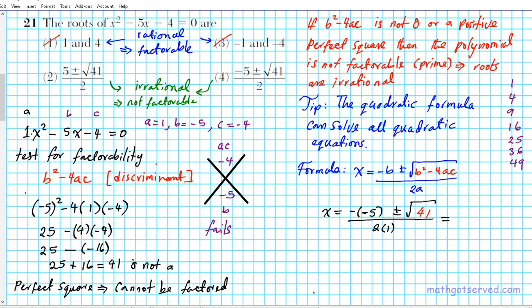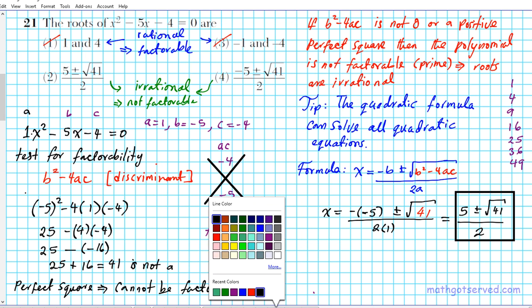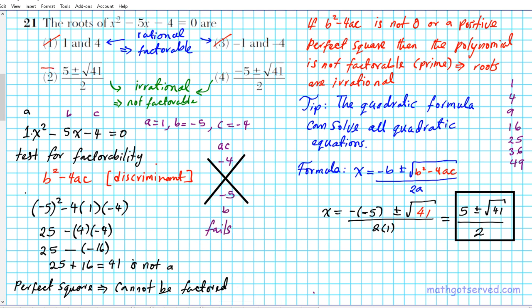So this is going to become minus times minus. When you multiply the same signs, you get positive 5 plus or minus the square root of 41. We can't simplify it, because if you look at the options here, it's not simplified, divided by 2. So if you look at the options, we can clearly see that the answer to question number 21 is option number 2: 5 plus or minus the square root of 41, over 2.